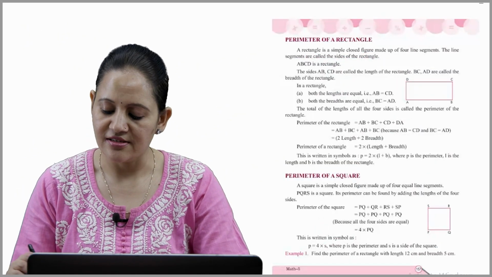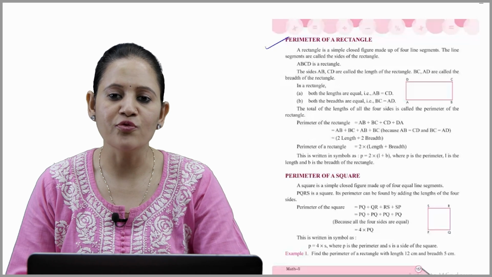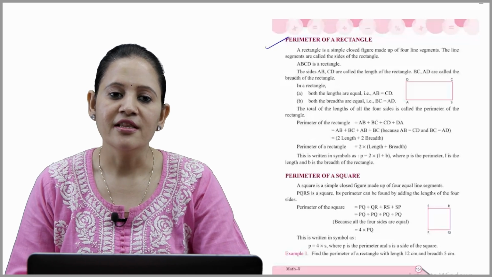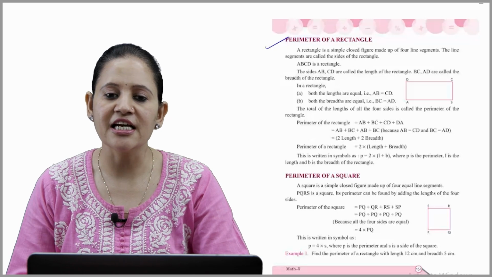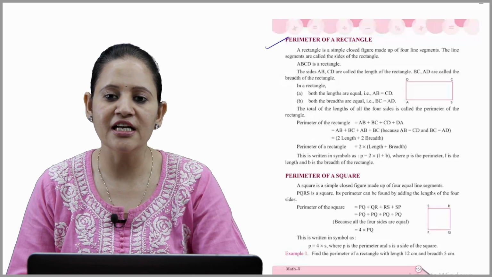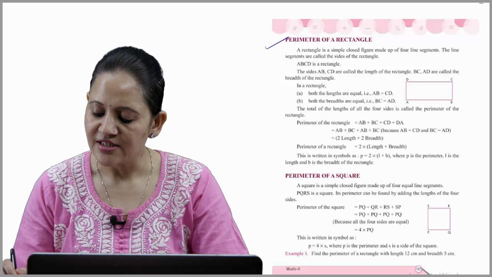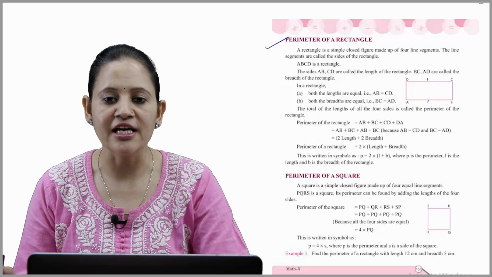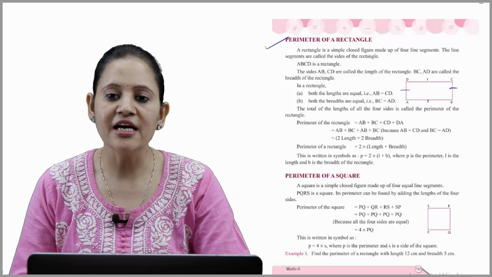Next is perimeter of a rectangle. A rectangle is a simple closed figure made up of 4 line segments. Rectangle क्या है? एक close figure है जो कि 4 line segment से बना है. The line segments are called the sides of the rectangle. ABCD is a rectangle. The sides AB and CD are called the length of the rectangle, and BC and AD are called the breadth of the rectangle. This is a rectangle. 4 sides हैं.